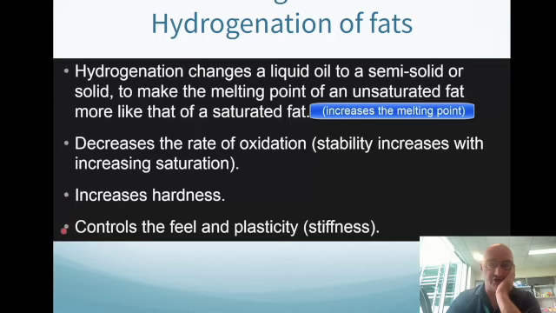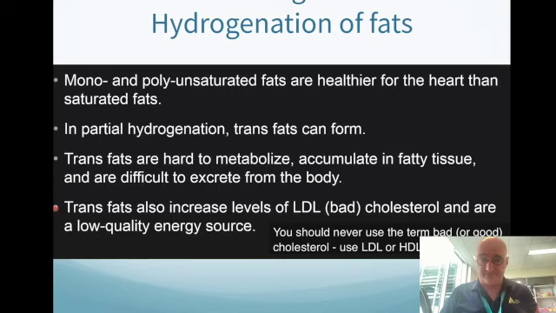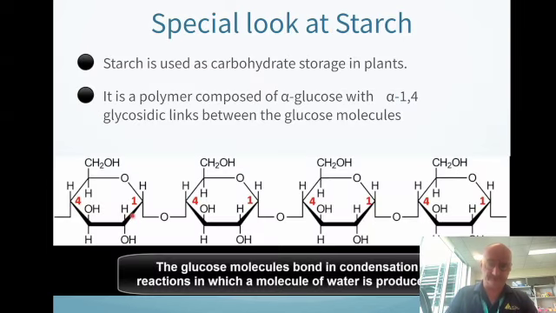Advantages of hydrogenation: the liquid becomes semi-solid so you can make margarine, it decreases the rate of oxidation, and controls the feel and plasticity of the oil. Disadvantages: they're not very good for you. It increases the amount of LDL or bad cholesterol, and they're a low quality energy source. You get them all from McDonald's and Four Fingers.